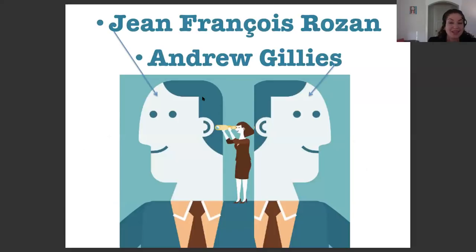So I did not make this stuff up. I want you to think of me as this woman standing on the shoulders of these two giants. This is Jean-François Rozan, and this is Andrew Gillies, and this is me. What I did was I read their books, and I started applying some of their techniques and some of their symbols. But the reason why I decided to write the manual is because at the end of that process with both books, I still felt like it wasn't automatic to me. Like I understood the techniques, but I wasn't necessarily applying them when I was interpreting.